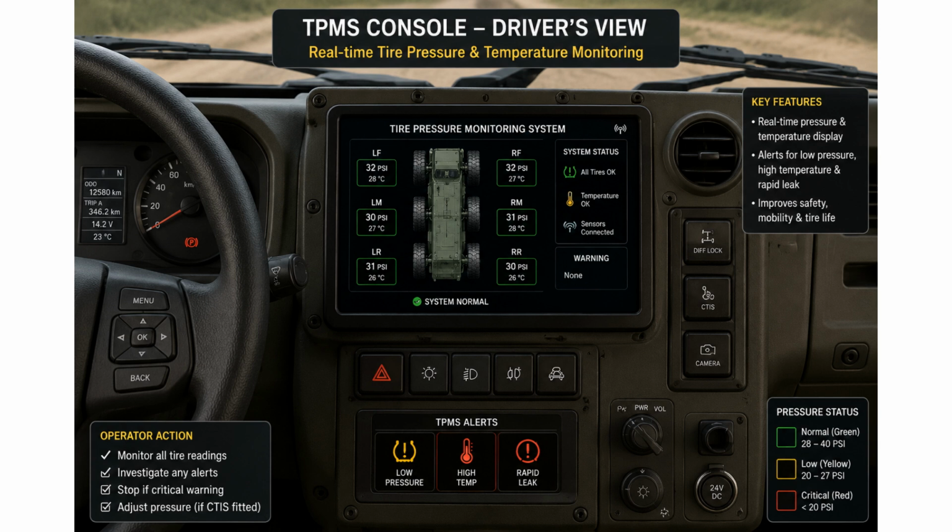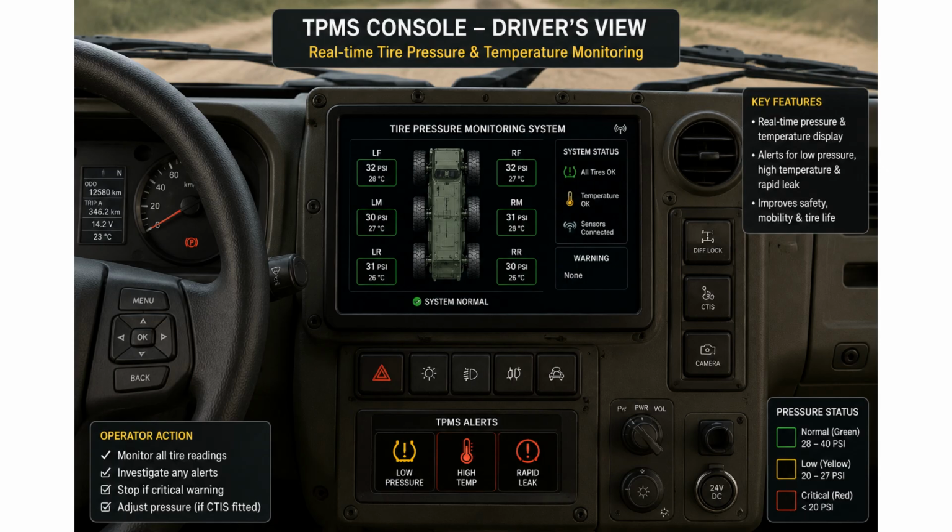Below the main display are the three critical alert types: low pressure, high temperature, and rapid air leakage. When a problem occurs, the affected tyre is highlighted in yellow or red, depending on the severity. The operator should continuously monitor these readings, investigate warnings, and stop the vehicle if a critical condition develops.